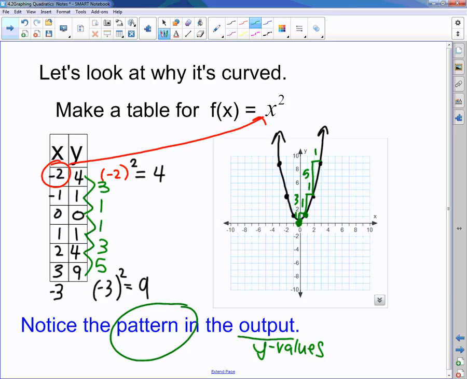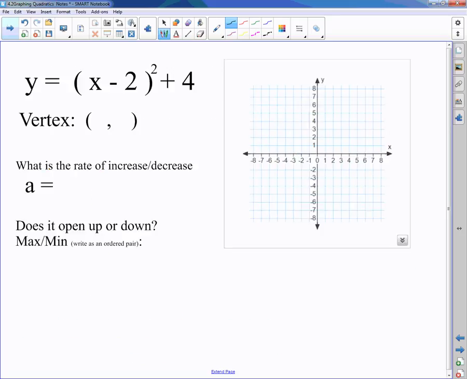So if you notice, this 1, 3, 5 pattern that we saw in the table shows up here as well in our vertical direction. Okay, so the pattern in the output that we're looking for is 1, 3, 5. And if you can't guess what comes next, it's going to be 7, 9, and so on and so forth. So that's the pattern a parabola has, which we're going to use to graph this next parabola.